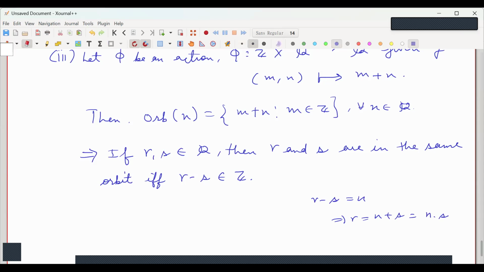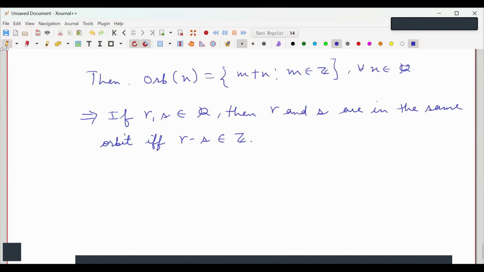So they belong to the same orbit if and only if their difference is an integer. But in rational numbers, there are many rationals which do not differ by an integer. For example, 1 by 2 and 1 by 3. Their difference is not an integer, so they won't be in the same orbit. So this implies the action is not transitive.